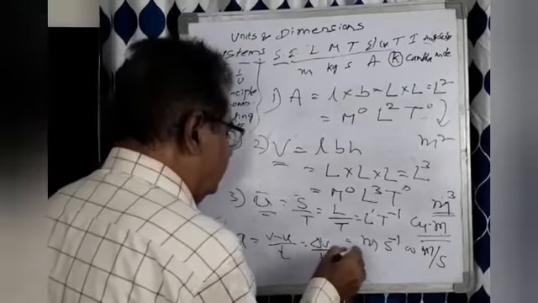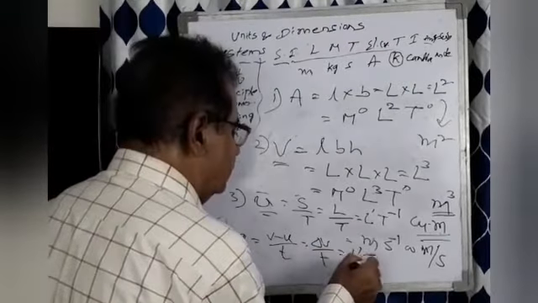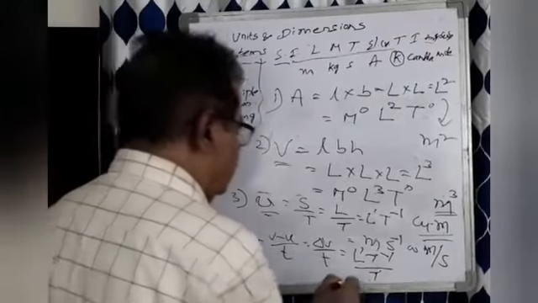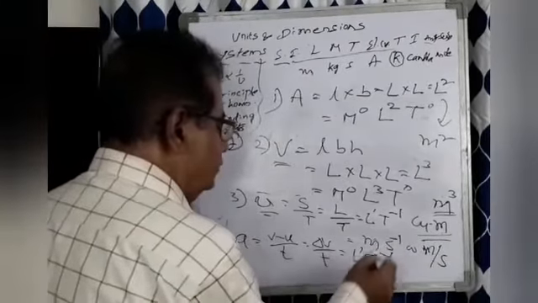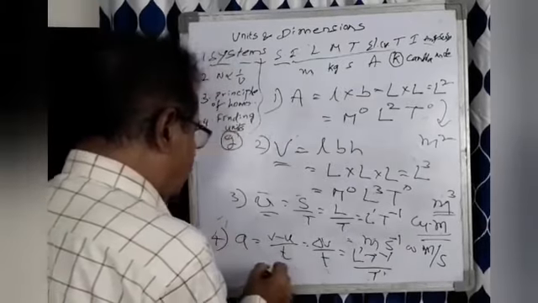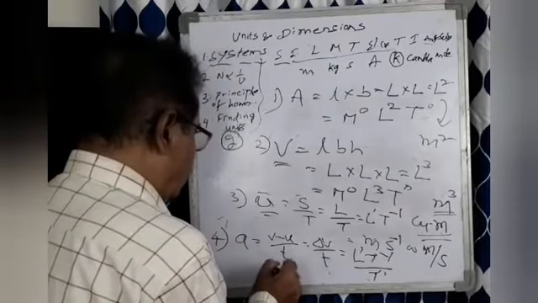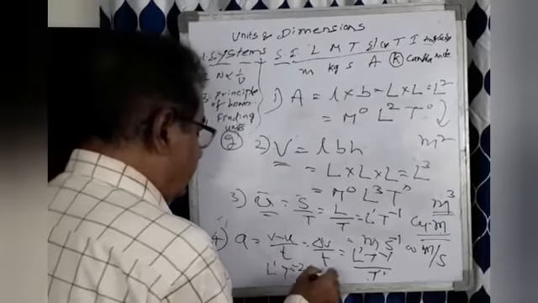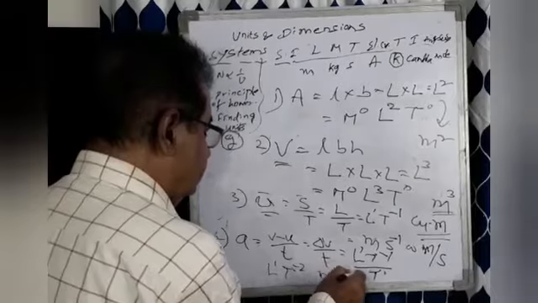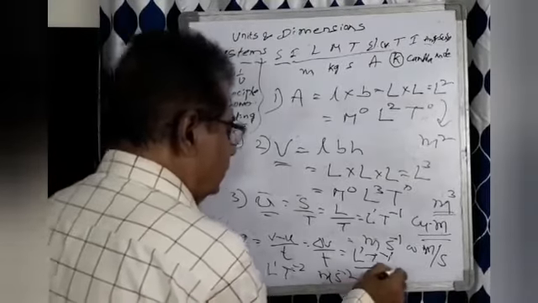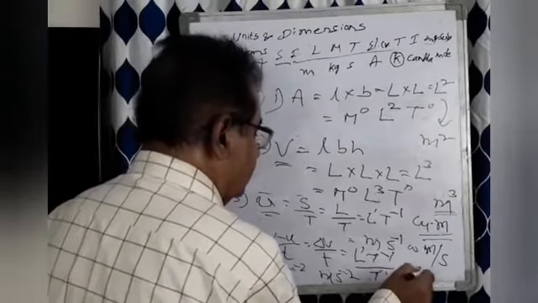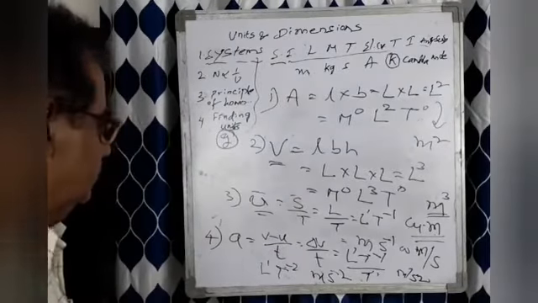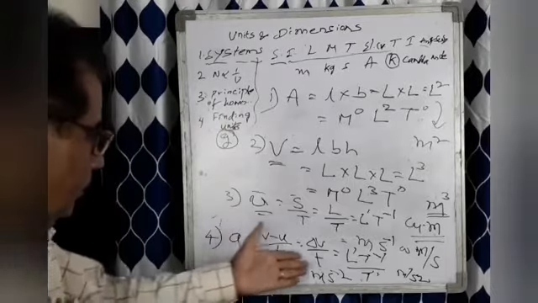Velocity means L power 1, T power minus 1, as you already know. Acceleration is velocity by time, so what is it? L power 1, T power minus 2. This plus 1 also comes to the numerator: L power 1, T power minus 2. So what happens to its units? Meter second inverse 2, or meter per second square. Meter per second square for acceleration. This is what we got previously in the definitions. Now you got it from dimensions.